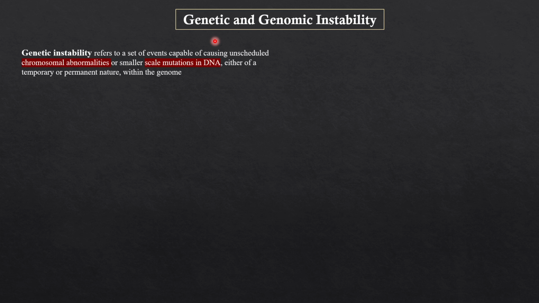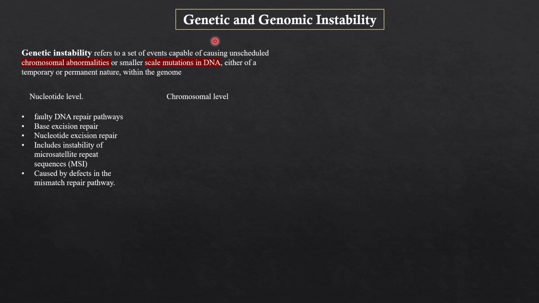This brings us to the next slide, which is genetic and genomic instability. Genetic instability refers to the set of events which are capable of causing unscheduled chromosomal abnormalities or smaller scale mutations in the DNA, either of a temporary or a permanent nature within the genome. This can happen at two different levels.